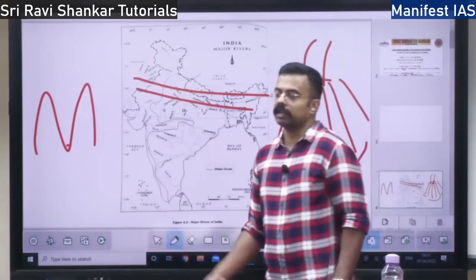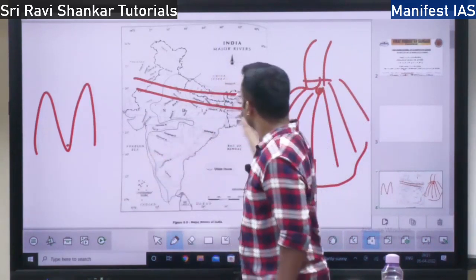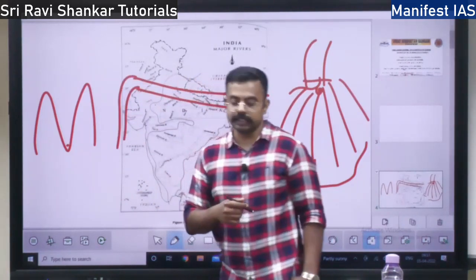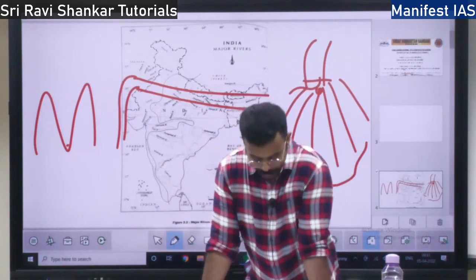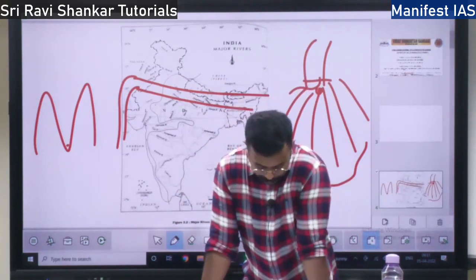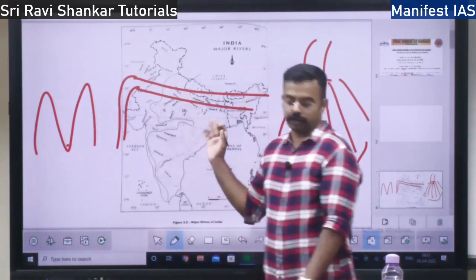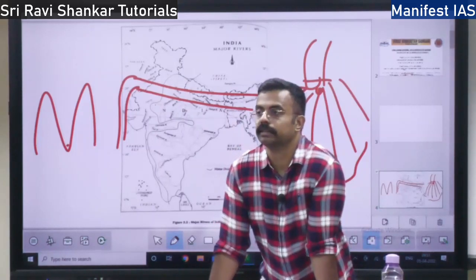Later on, this Indo-Brahma or Shivalik river was flowing from here and going into the Arabian Sea, right? This was during the Miocene period. Then later this river got divided. This entire river got divided into western and eastern sections.